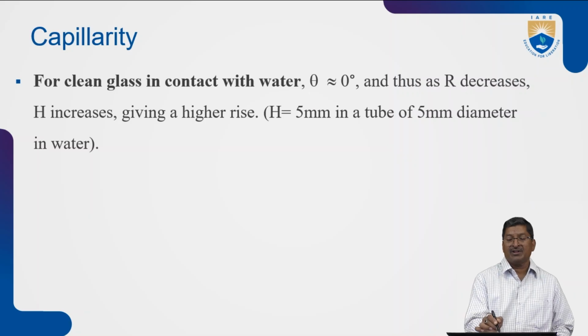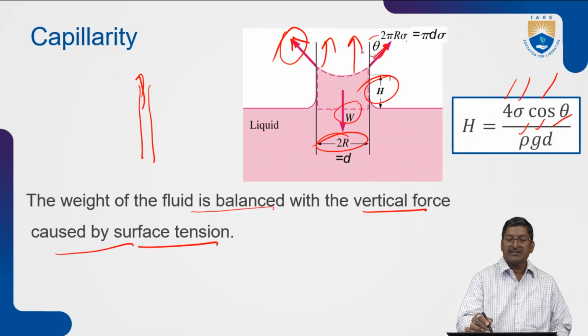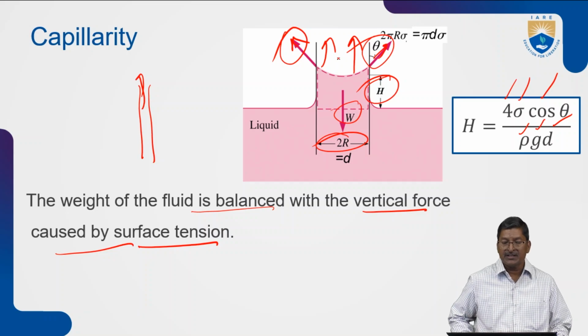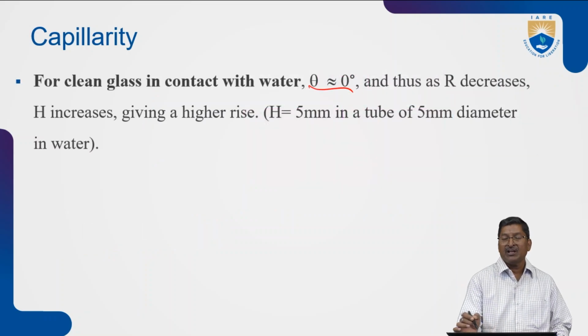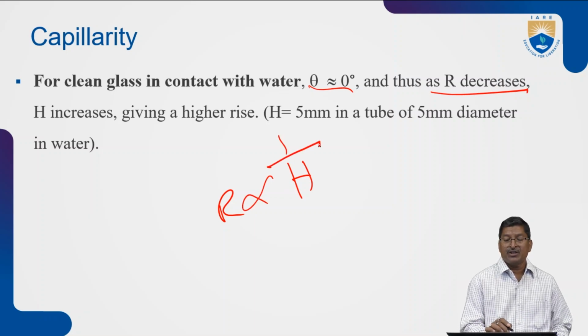For a clean glass in contact with water, theta is 0 degrees. Theta here, you can see, is this angle, 0 degrees. As R decreases, H increases. You can see this: R and H are inversely proportional. If R decreases, H increases. If H decreases, R increases.